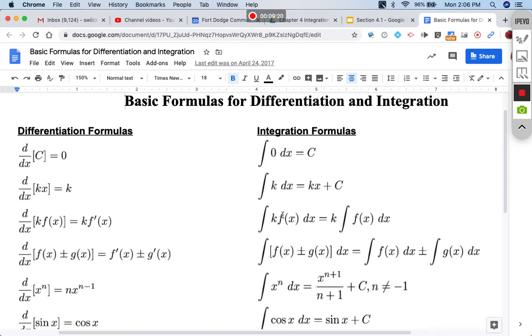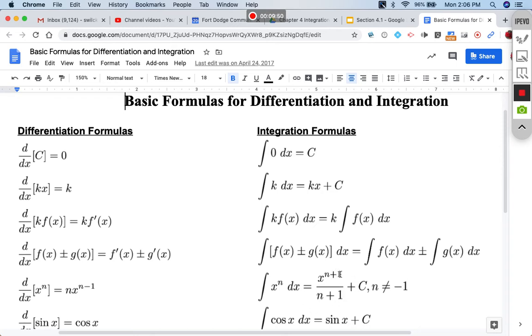So we can pull out a constant. It's a constant multiple I can pull out in front and then do the integration. If I have the integral of a sum, it's the sum of the integrals. So that's kind of nice. And then here's the power rule. When we find the derivative, we drop down one power. So when we take the integral, we bump up a power.